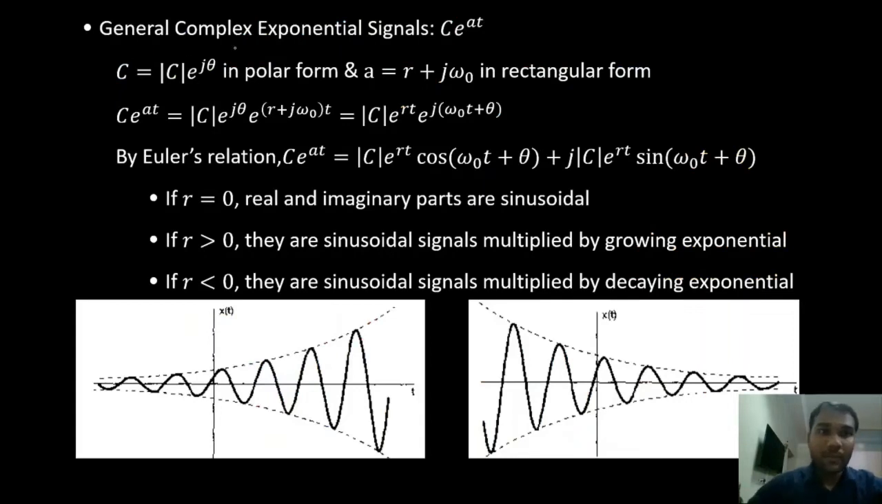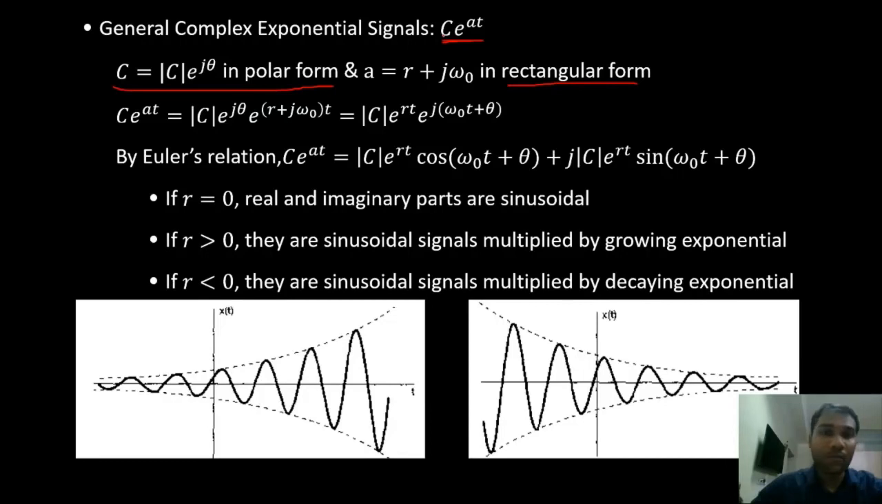Then the general complex exponential signals. This is the general expression for complex exponential signals, C into e power at. That is the same thing as what we saw as C into e power at. Previously we considered C and A to be real values. Now we will consider C and A as complex values. So the complex value, we can write it in polar form and rectangular form, right?